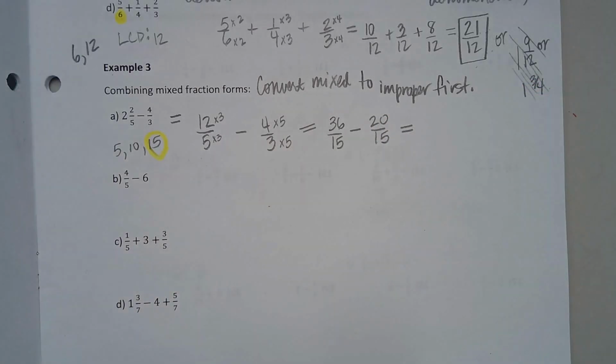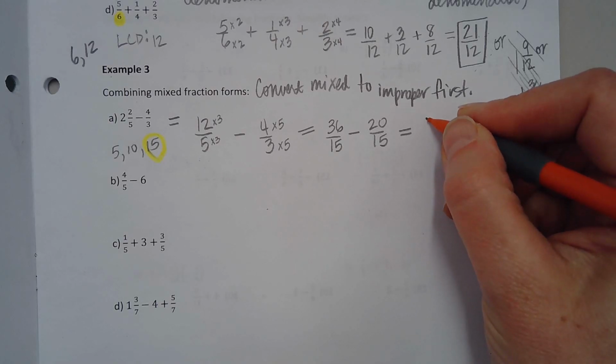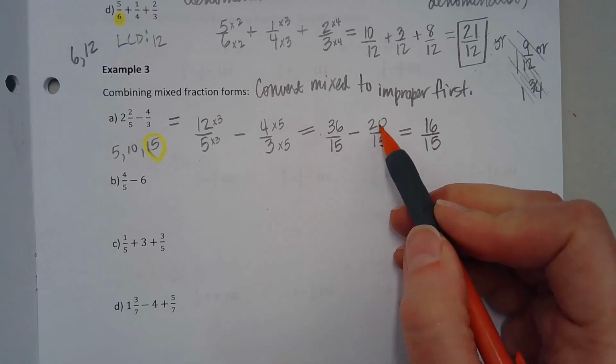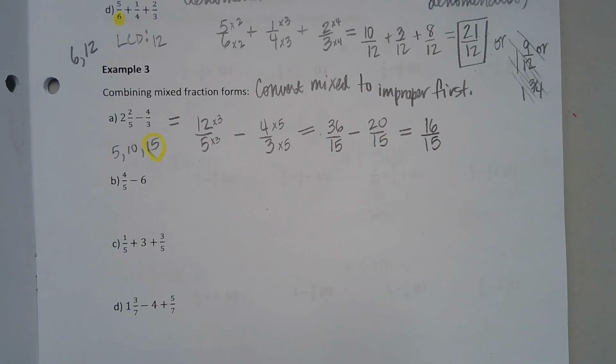All right, I'm going to take a minute, let you guys record the answer. Okay, final answer? Just 16/15. Positive 36 and negative 20? Yeah. And I would just leave it like that. Yes, that's improper, but just leave it.